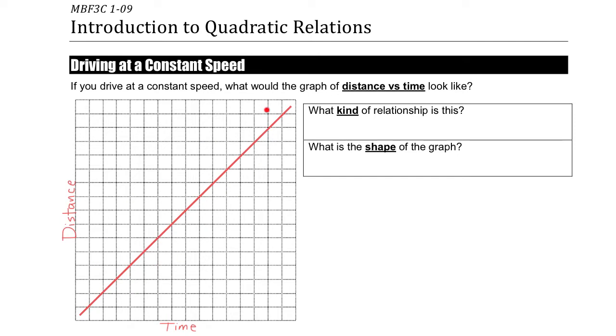So what is this shape? Well, the shape is a line. And what kind of relationship is this? Well, it's a linear relation.